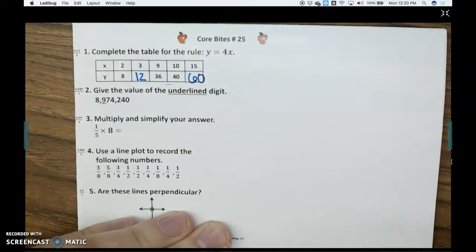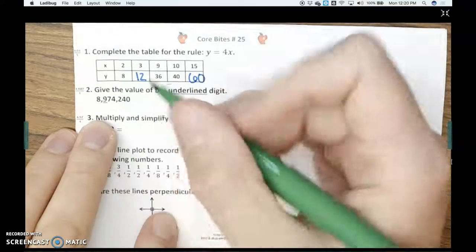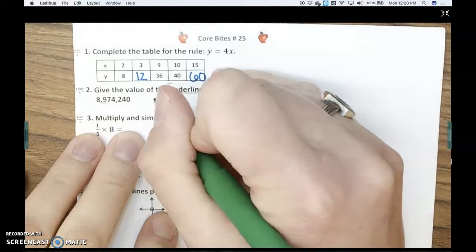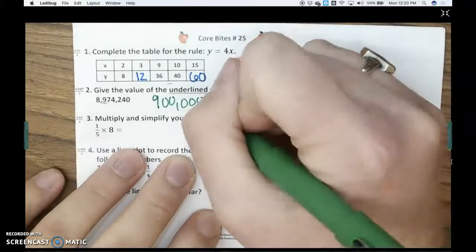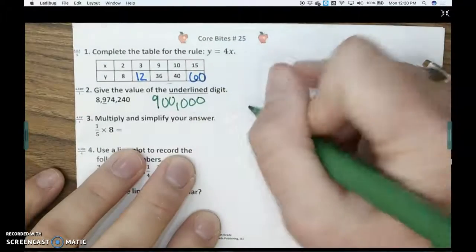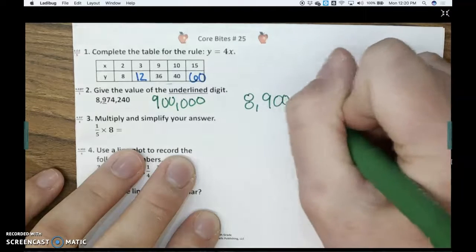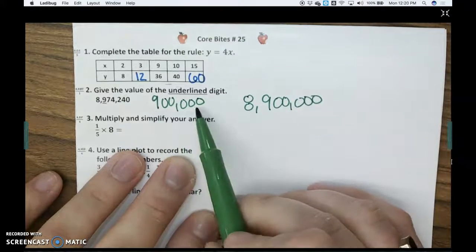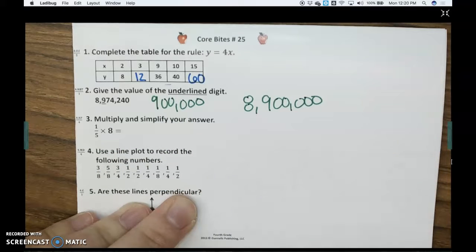Then with our place value, it says give the value of the underlined digit. So here they have a 9. So if we do the value, for that underlined digit, that value would be 900,000. And then if you're just looking at the whole value of the whole number with that digit, you would have 8,900,000. But it's totally fine if you just do the 900,000 because it says the underlined digit, which is just that 9.